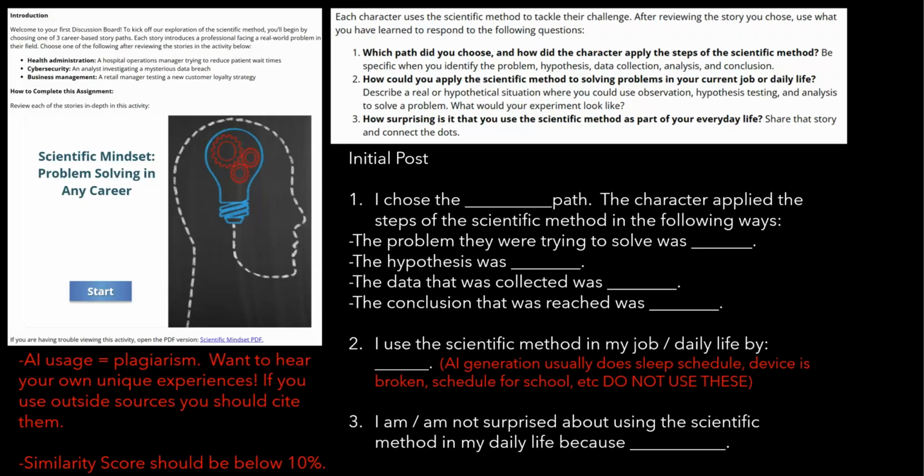Schedule for your school. So don't use those, because those typically indicate that some type of AI generation was used. Pick something that is unique to you, something that you actually use the scientific method to help solve a problem. The last one is about whether you're surprised or not about using the scientific method in your daily life. Now, you can use these sentence stems if you want to.